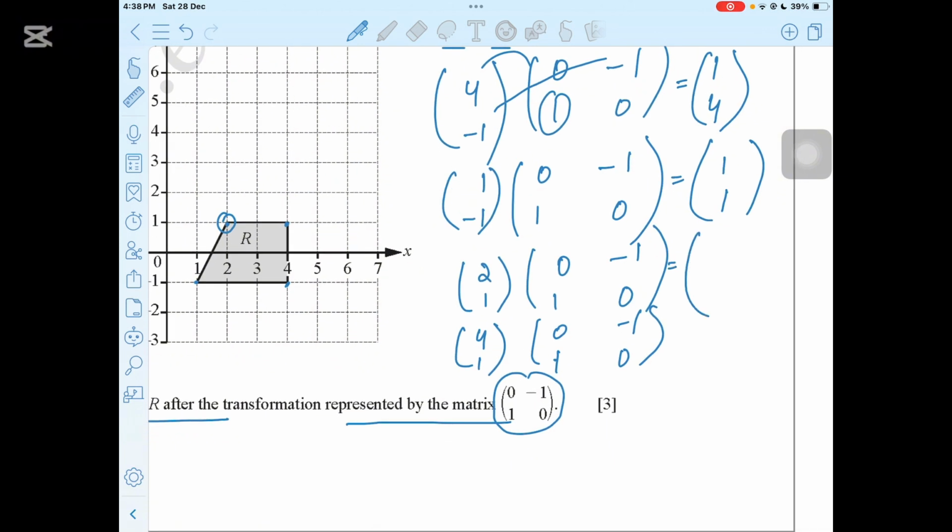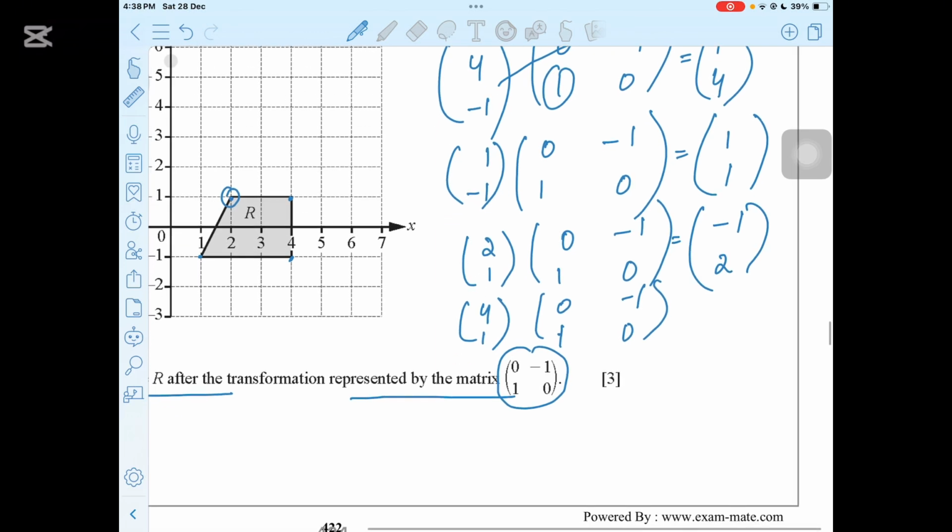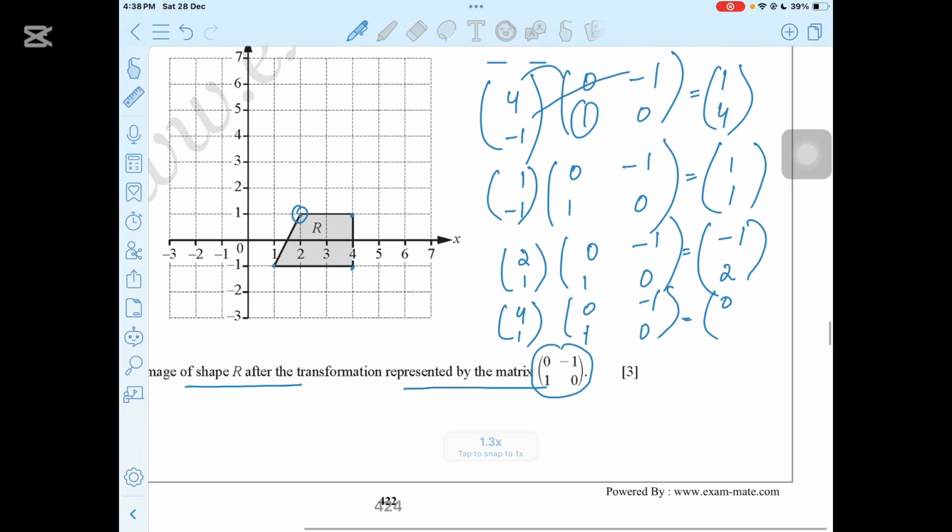Let's just calculate this as well. So this would be 2 times 0 would be 0, and negative 1 into 1 would be negative 1, and this would be 2. And we have this as 4 times 0 is 0, and this would be negative 1 into 1 would be negative 1, so let's just write this as negative 1, and this would be 4 into 1 is 4. So we have these 4 coordinates.